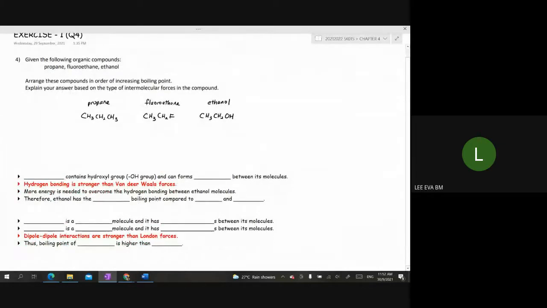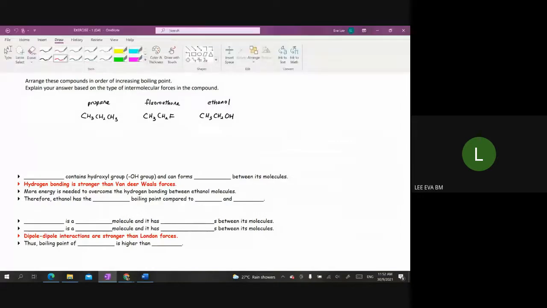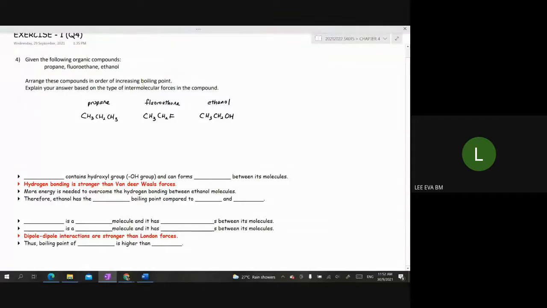Okay, question 4. You have 3 compounds. Normally, they will give you the formula because you are yet to learn about the structure: propane, fluoroethane, ethanol. So arrange these compounds in order of increasing boiling point. Madam has given the formula, so copy it down first. Propane, fluoroethane, ethanol. We want to arrange these 3 species in increasing boiling point.